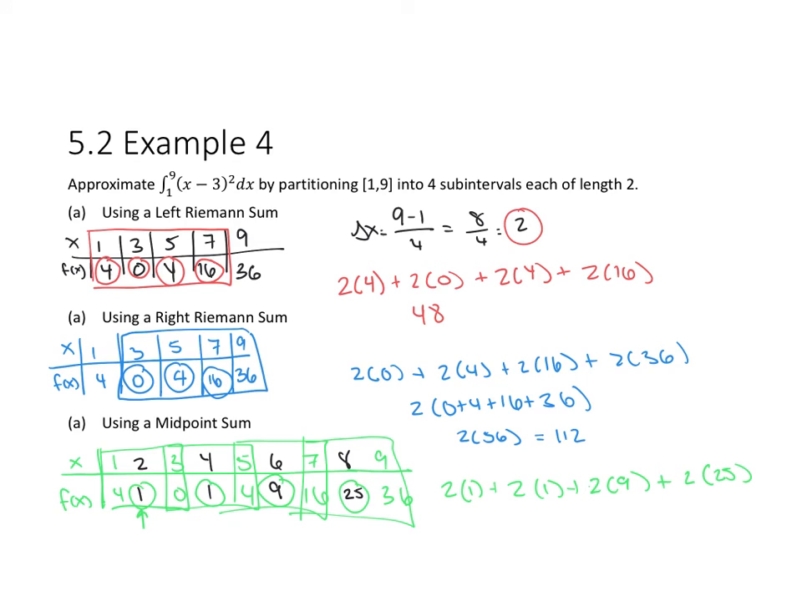And I'm going to get 72. So I get an estimate in between 48 and 112, and it's a little bit closer to the exact estimate. So notice this is exactly the same thing we've been doing. The only difference is the form that they gave it to us in. So we just need to be able to understand what that's telling us to do.